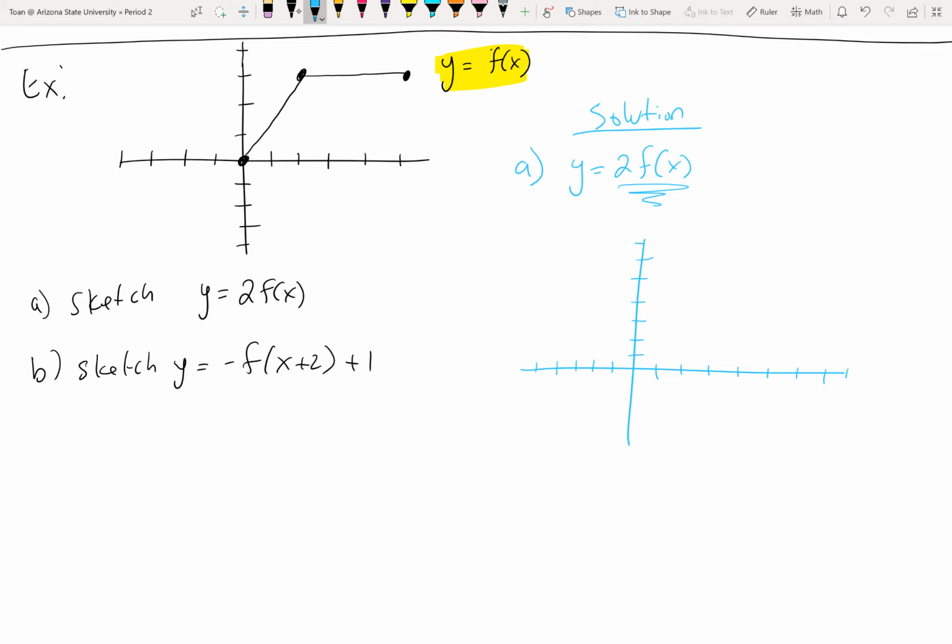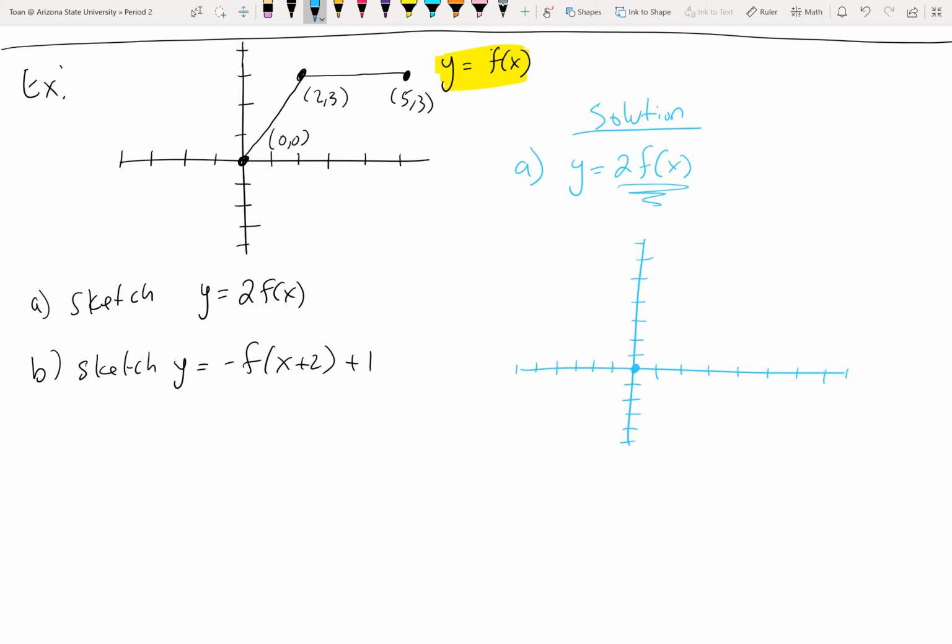Since my graph is nothing but line segments, I'm just going to focus on the points. Let's focus on the point 0, 0, the point 2, 3, and the point 5, 3. Let's transform 0, 0 first. If y equals 2 f of x says double the y value, and I have 0, 0, what's my new point? If I double 0, it still stays 0, 0.